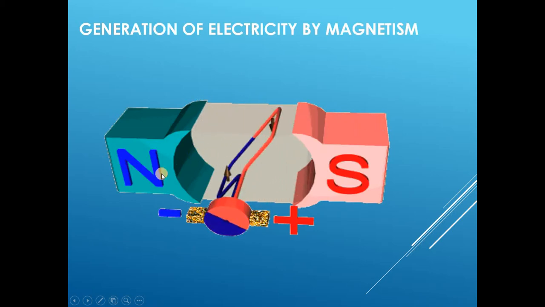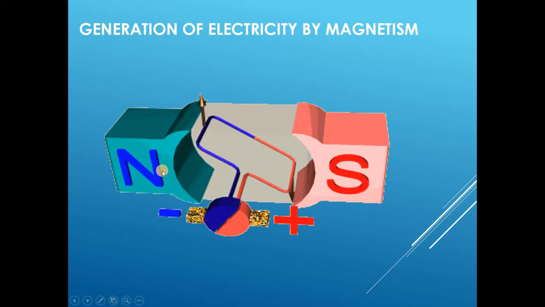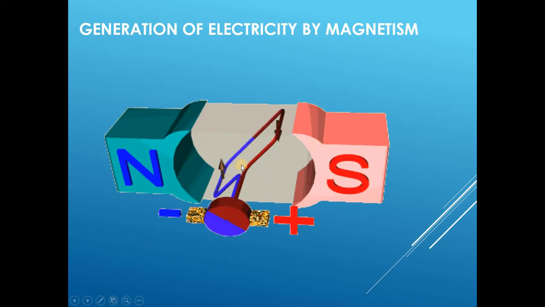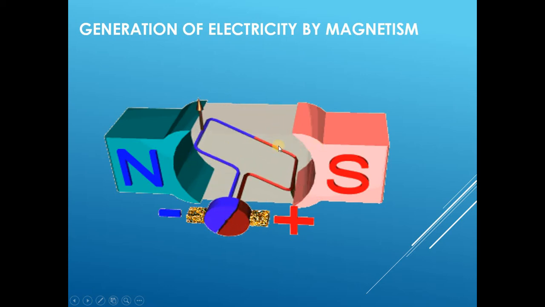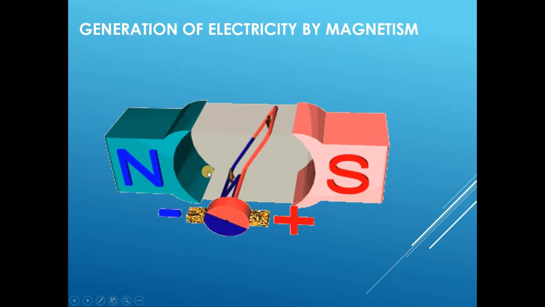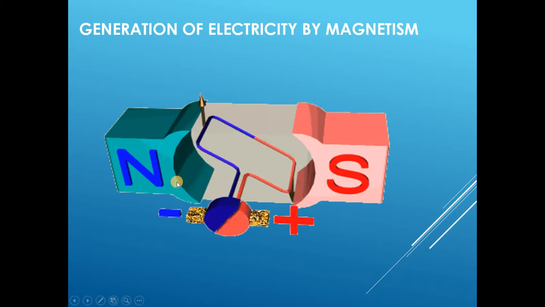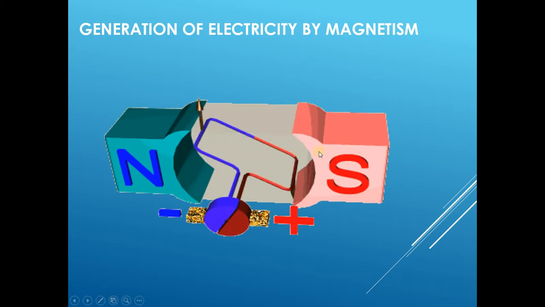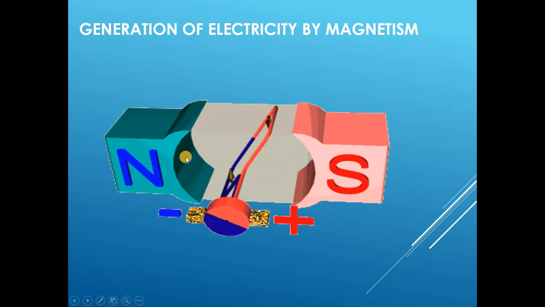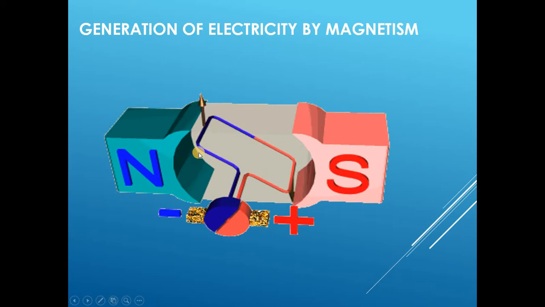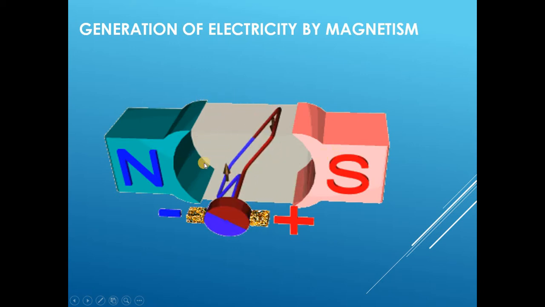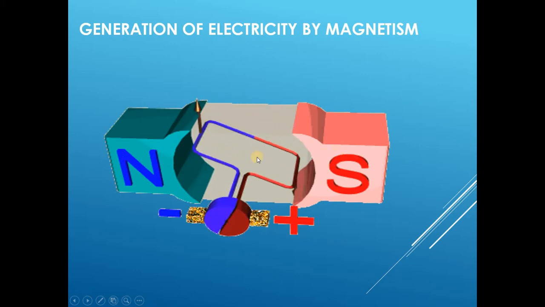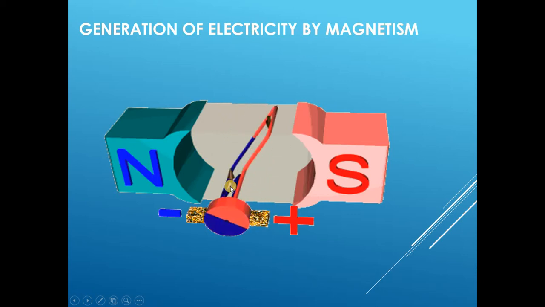Gentlemen, you can see it is the major system by which electricity can be produced and is being used all over the world. You can see North Pole and South Pole. These are the electromagnetic lines of force traveling from north to south. And this electric loop.